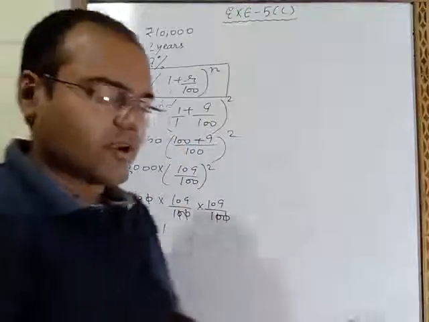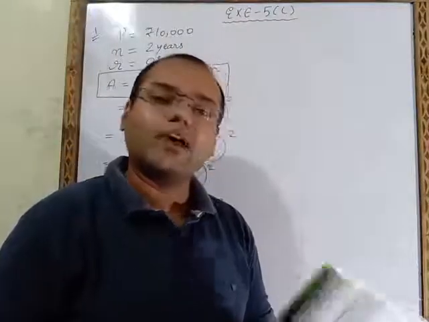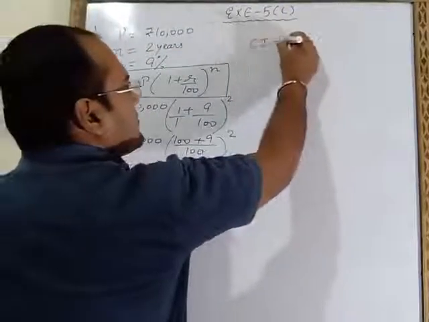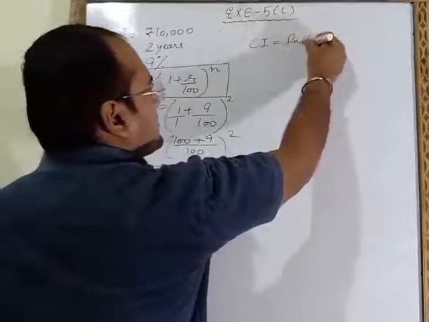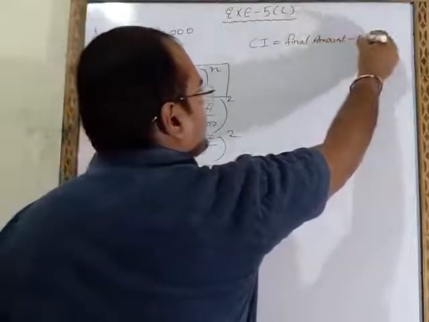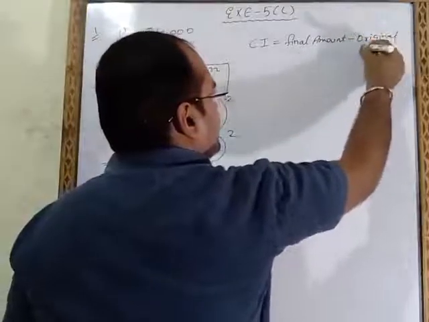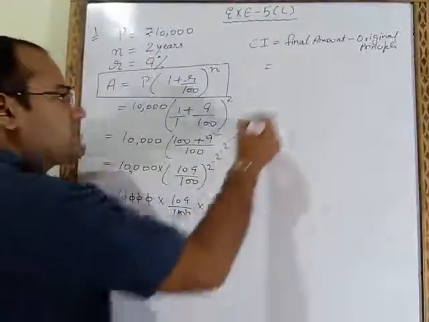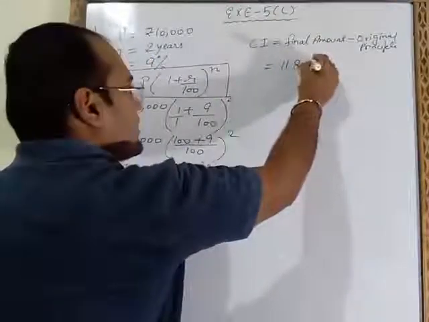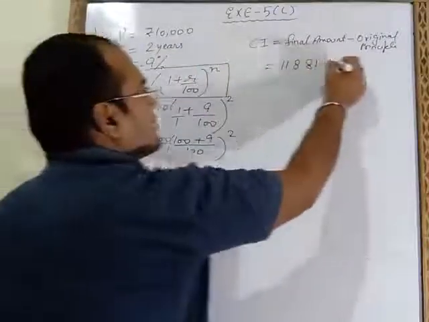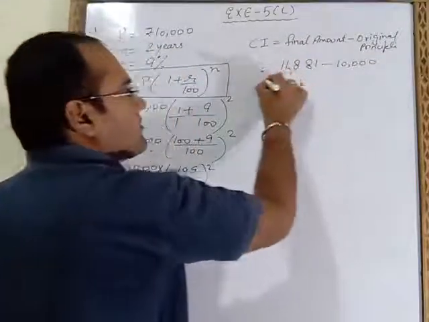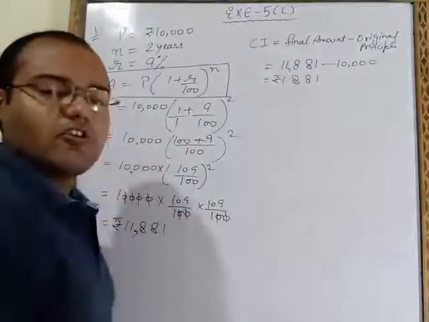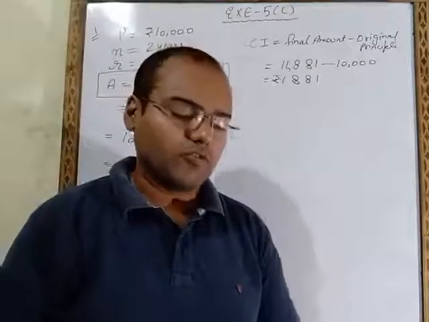Now second thing what you have to find, क्वेश्चन में बोला था find the amount and compound interest. CI also you have to find. तो CI का फॉर्मूला क्या होता है? CI का फॉर्मूला होता है फाइनल अमाउंट माइनस ओरिजिनल प्रिंसिपल. So final amount we had already calculated. Final amount is 11,881 minus principal is 10,000. On subtracting these two we will get 1,881 is the value of compound interest. So like this you have to do question number first.